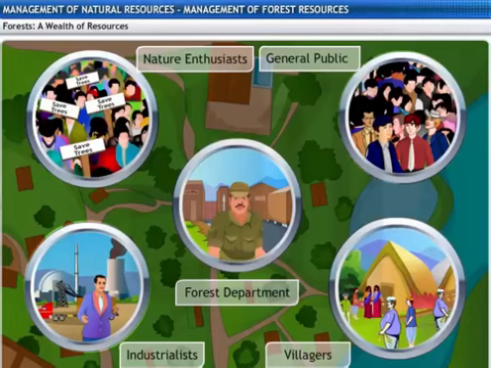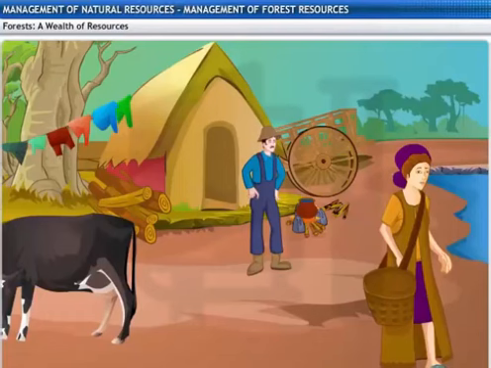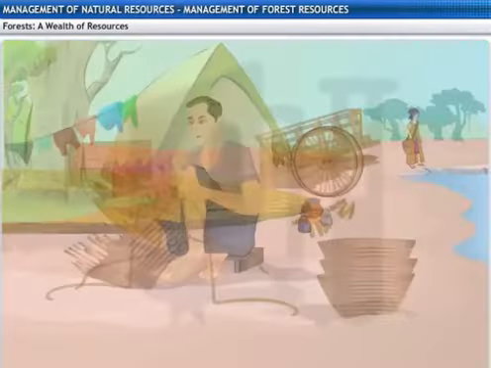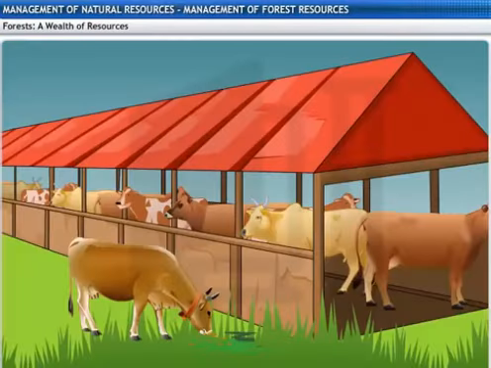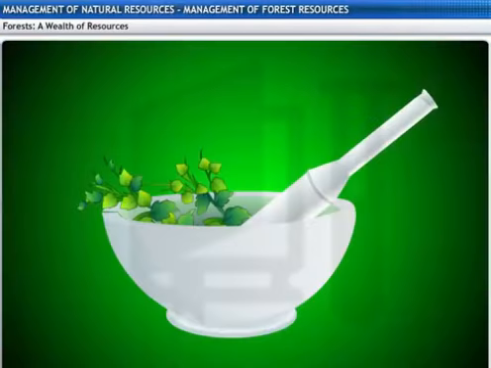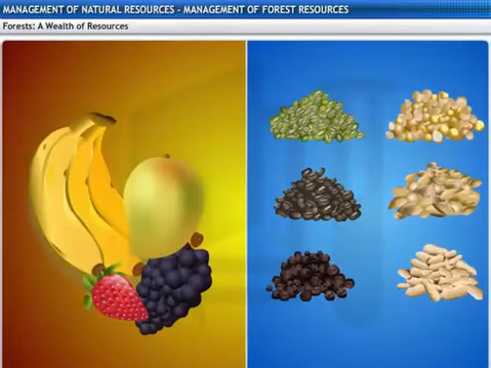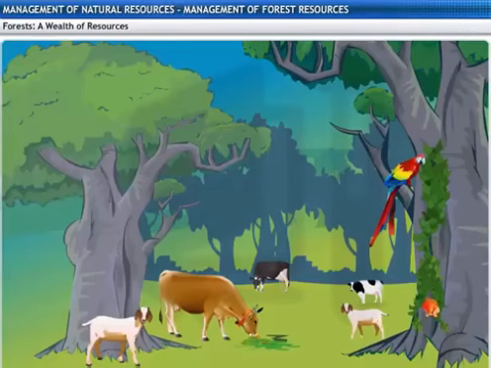Let's take a closer look at how some of these people depend on forest resources. The people living in or near forests use the wood for fuel, bamboo to thatch their houses and to make baskets, leaves for fodder, herbs for medicines, and fruits and nuts from forests for their food. They also let animals like sheep and cows graze in the forests.